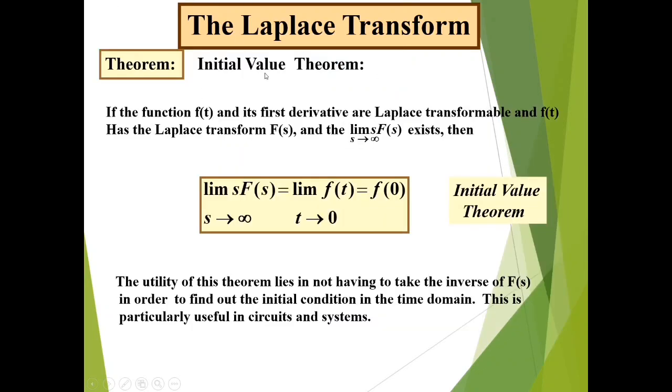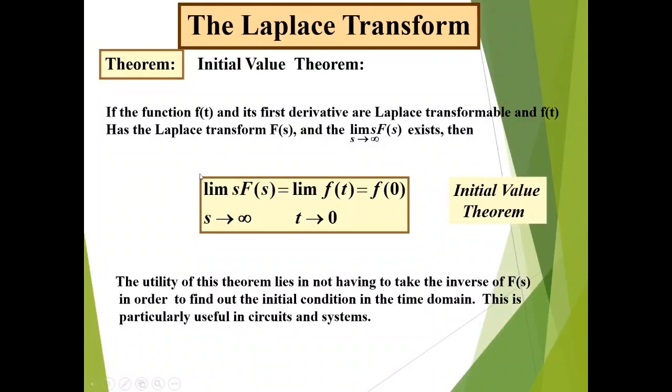Now the initial value theorem, which is a very important one. If the function f of t and its first derivative are Laplace transformable, and f of t has the Laplace transform F of s, and the limit s tends to infinity of s into F of s exists, then limit s tends to infinity s into F of s is equal to limit t tends to 0 f of t, equal to f of 0. The utility of this theorem lies in not having to take the inverse of F of s in order to find the initial condition in the time domain. This is particularly useful in circuits and systems.